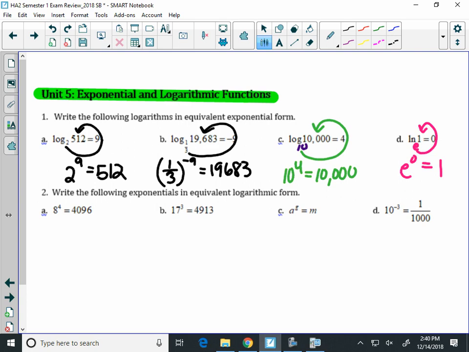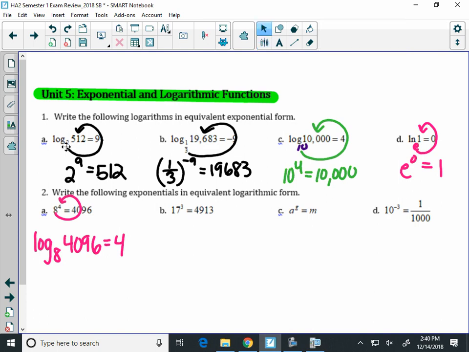For number 2, we're going to go the other way. We are given exponential form, and we have to use logarithmic form. The same little curly Q idea still works here. We have this 8, which is our base. So log base 8 of 4,096 equals the exponent of 4. Remember, the logarithm is the exponent. It always equals that value.